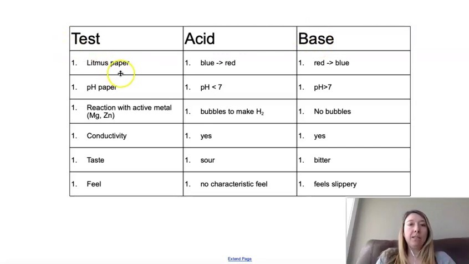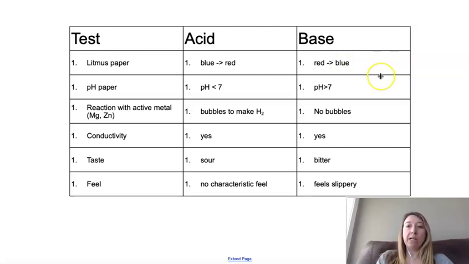Okay, so the first test is litmus paper, right? Remember there's red and blue litmus paper. When we dip red into an acid, it stays red, but when we put blue paper in, it turns red. So when we see that blue paper turns red, that's a positive test for an acid. When we're looking at bases, the blue is going to stay blue, but the red is going to turn blue. So if we see that red paper turns blue, then we can confirm that something is a base.